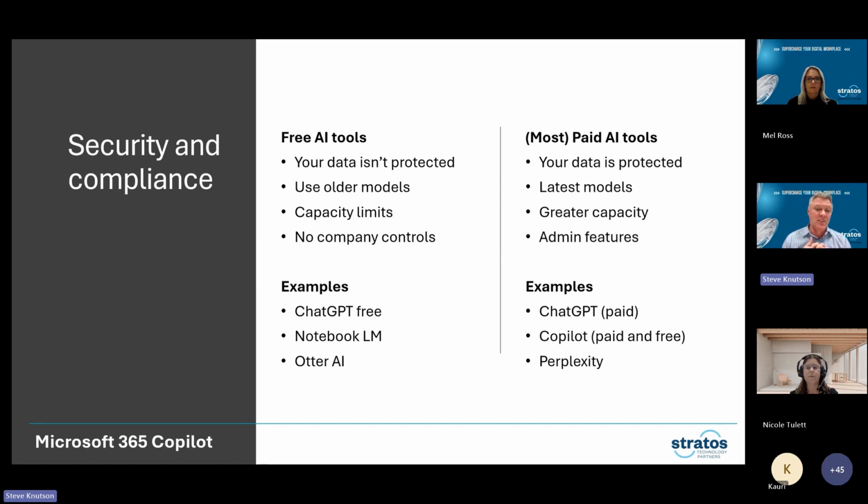Some examples of free ones: there's a free version of ChatGPT. There's a tool called Notebook LM. There's Otter AI, which has both a paid and a free version. There's a meeting note-taking tool. Examples of the paid ones: there's a ChatGPT paid version that's safe to use in a corporate environment. There's Copilot, both the free and the paid version. So Microsoft is actually very good with this. They say even their free version doesn't train. Perplexity is another one which is widely used. We see that in sales teams a lot.